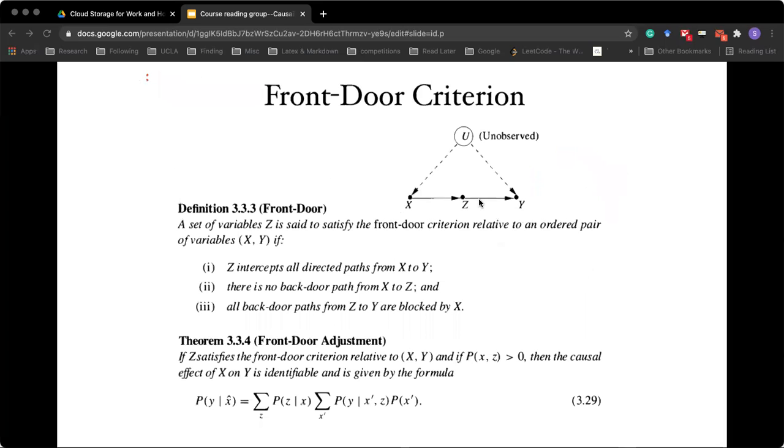Another very important contribution of the do-calculus is the front door criteria. This one is a little tricky. Let's first see what the front door criteria is. We have a variable set Z, and this Z satisfies the front door criteria if there are three conditions. The first one is that Z cuts all directed paths from X to Y, because we are still interested in X's effect on Y. Here we know that Z can cut all the direct paths from X to Y.